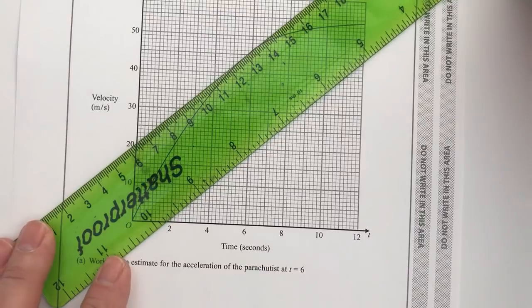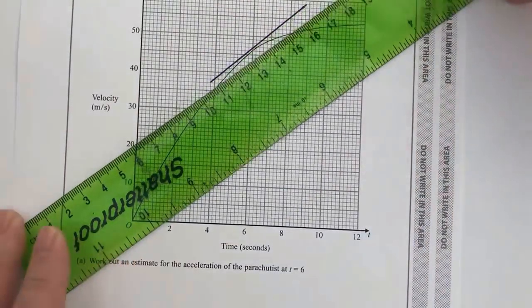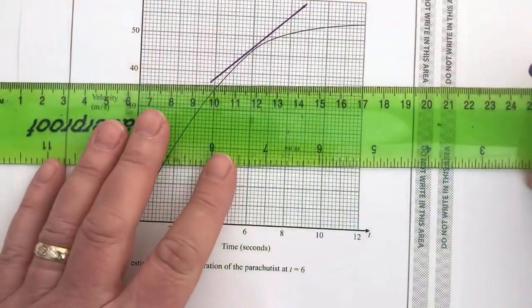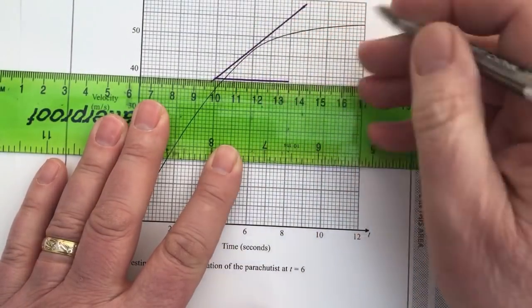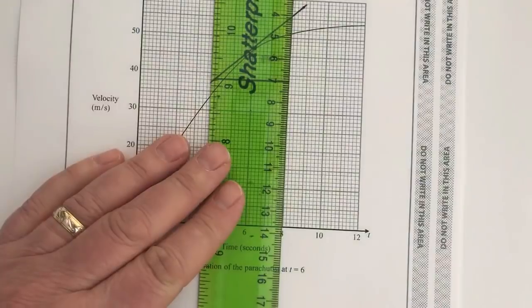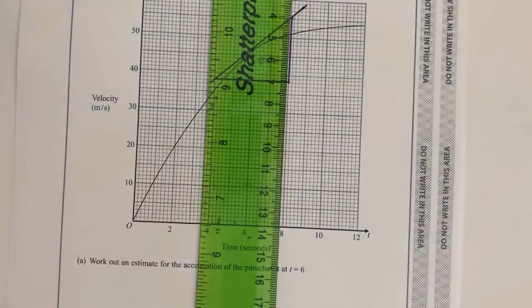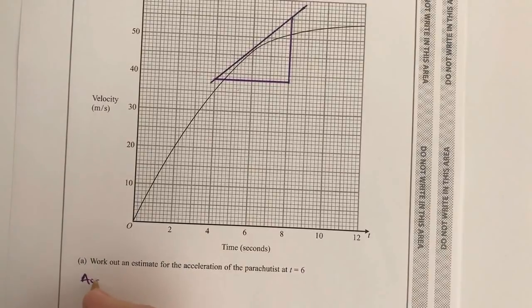Okay, so what I need to do is just draw a tangent into here. Now you will be able to print this off and have a look at this for yourself, but obviously in terms of the video it's a little bit tricky to do this particularly well, but hopefully you'll see that I can work out a triangle. Okay, and I just put a triangle into here and work it out as a gradient.